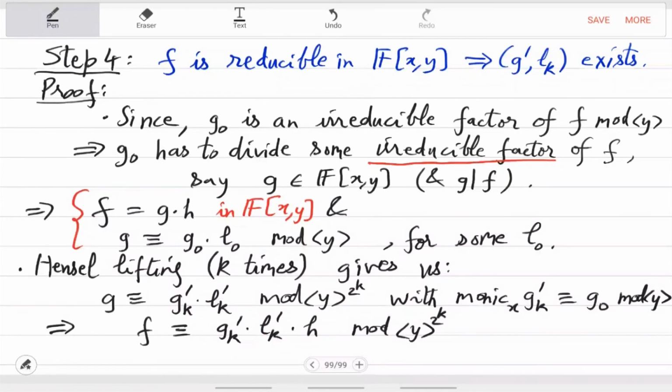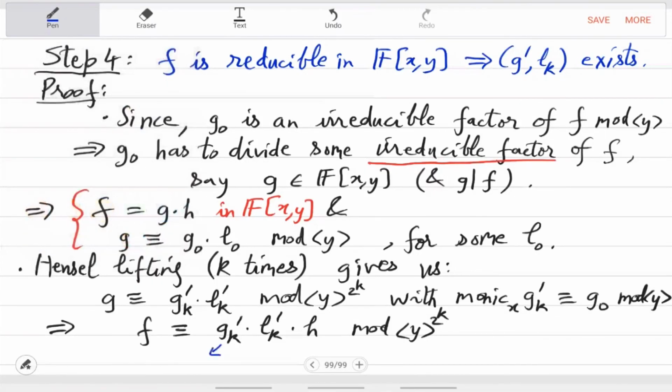Okay, so just look at this last equation. This is an alternate factorization for what Hensel lifting gave you, which is not possible, right? So this is GK prime, which is actually a lift of G0, and the rest, which is LK prime times H. So by the uniqueness of Hensel lifting, you deduce that GK prime is actually the GK you already computed, and LK prime times H is the HK that you computed. So this is then GK, and this thing is HK by uniqueness.